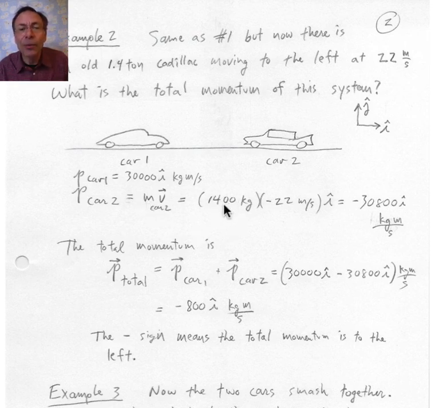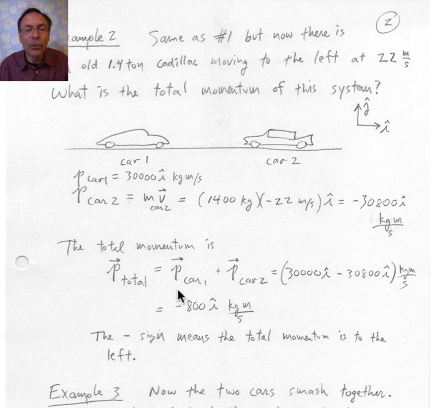We're going to figure out the momentum of car 2 right now. It's its mass, 1,400 kilograms, right? 1.4 tons is 1,400 kilograms. And it's going 22 meters per second, but it's going to the left. So I put a negative here. And so, yeah, we still have the i hat. Now, i hat means going to the right, but we have the negative sign, so that flips it around. And anyway, we get our answer, negative 30,800 kilogram meters per second times i hat. Okay, but that's just for the Cadillac.